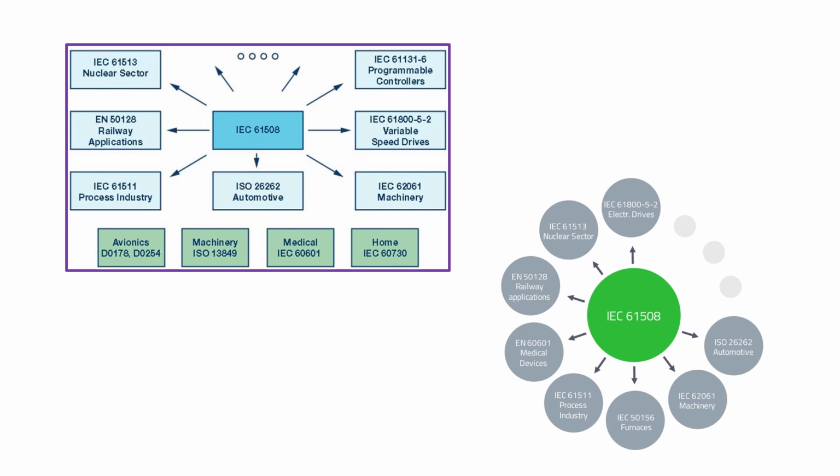Machinery we have ISO 13849. Medical we have IEC 60601. Home we have IEC 60730. For machinery we have IEC 62061. For variable speed drives we have IEC 61800 part 5 section 2. Programmable controllers we have IEC 61131 part 6. Apart from this, I have not covered furnaces. In the second diagram we have IEC 50156.